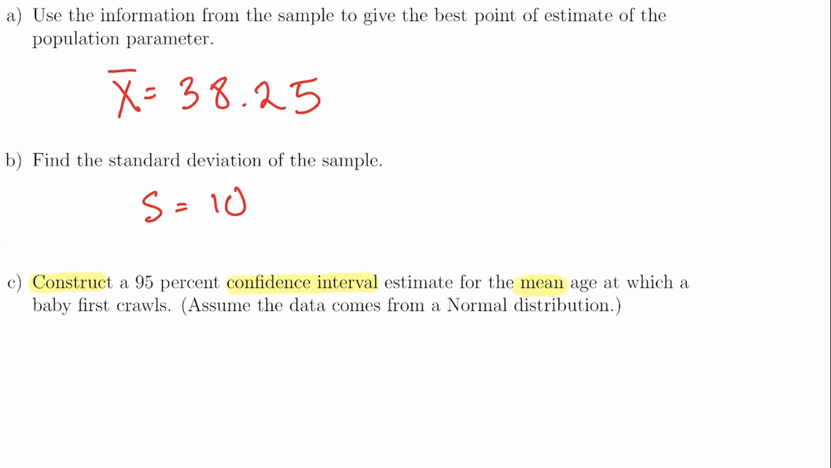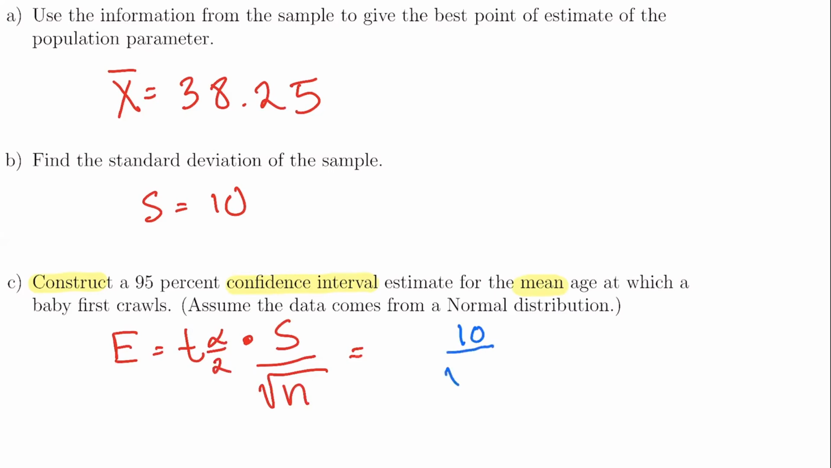If you remember, the formula for margin of error is t alpha divided by 2 multiplied by s divided by square root of n. So we're going to find the margin of error. s is equal to 10, and n is equal to 12, because there's only 12 babies. For t alpha divided by 2, we're going to use the t-table in order to find it.